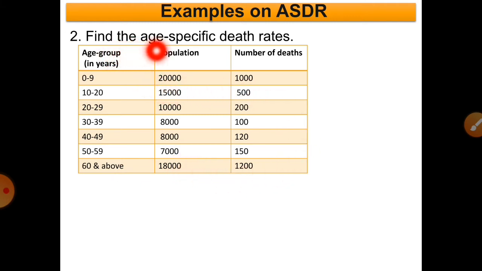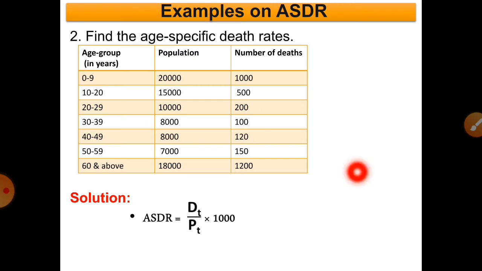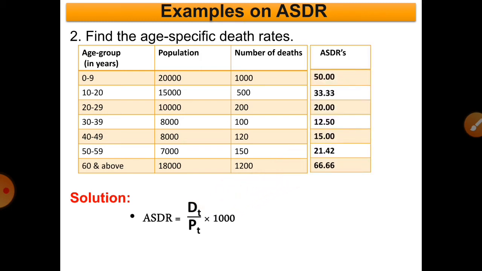So let us solve the second example on ASDR. Find the age specific death rates for the following data. The first column age group is given, the second column population is given, and the third column number of deaths is given. For this question we have to find out ASDR. Solution: as we know, the formula of ASDR is Dt upon Pt into 1000, where Dt stands for deaths and Pt means population, into 1000. Now find out the ASDR.